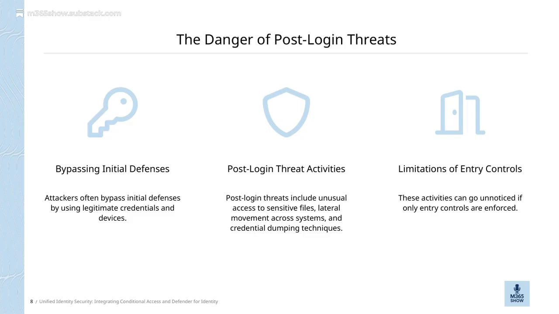Attackers often find ways to bypass our initial defenses by using legitimate credentials and devices, which makes detection more challenging. This is why understanding the danger of post-login threats is so critical. They can silently compromise our security, even when the initial entry seems secure. That's why integrating security measures like Conditional Access and Defender for Identity is essential. They help us see these hidden activities and respond effectively.